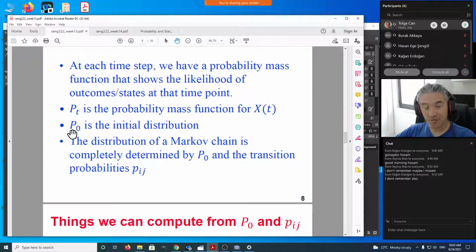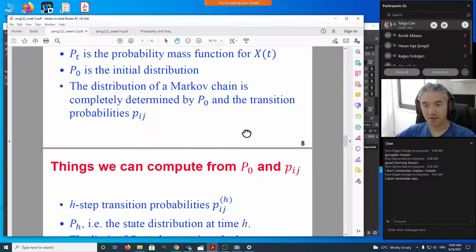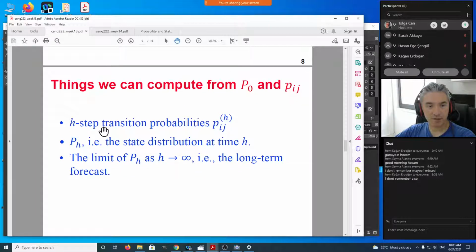And if we know the initial state, and if the one-step transition probabilities are given to us for a homogeneous Markov chain, we can compute anything about it. We can compute what will happen in 10 days from now with a certain probability distribution, of course. We can compute the steady state distribution that we solved last time as an example. Okay, so these are the things that we can compute: the h-step transition probabilities by taking the h power of the transition probability matrix.